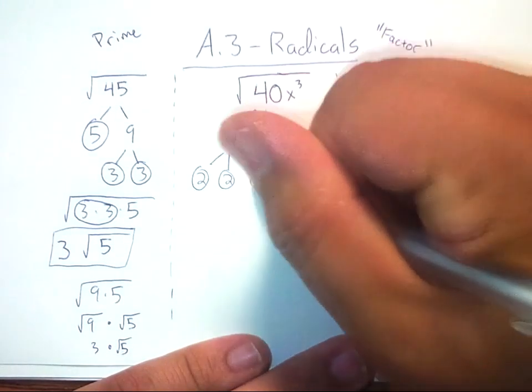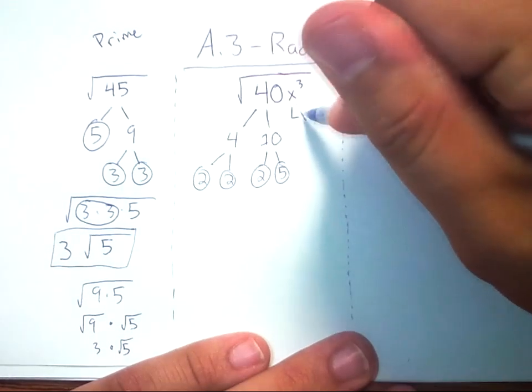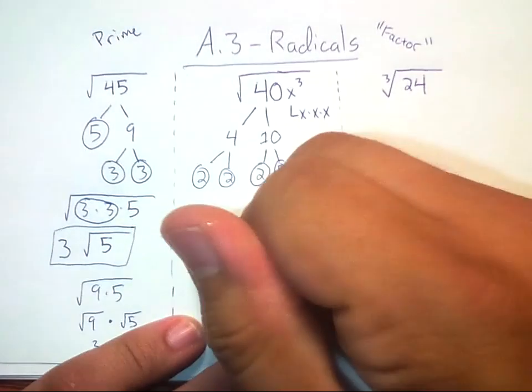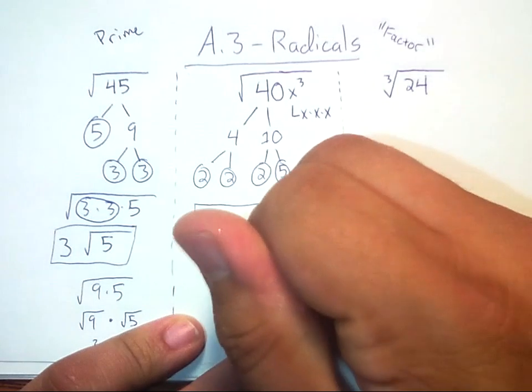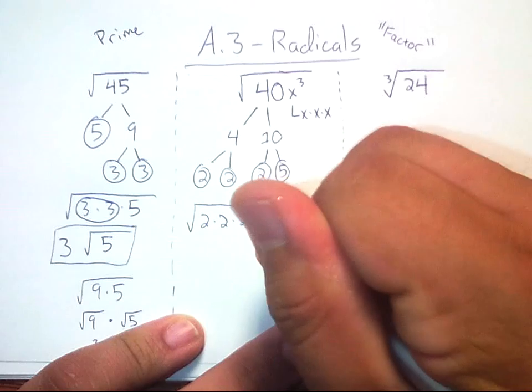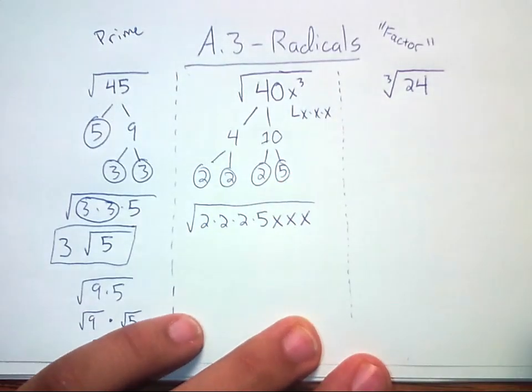Those are prime. Now, I've talked about x cubed and how we can actually write this as x times x times x, and you'll see why I want to do that in a second. So, pull up a big square root. We had 3 2s, so 1, 2, 3. We had 1 5, so he'll stay home, and then we had 3 x's. And I'm going to use the same phrase from before.